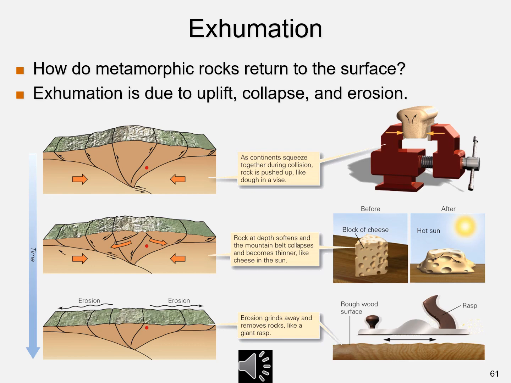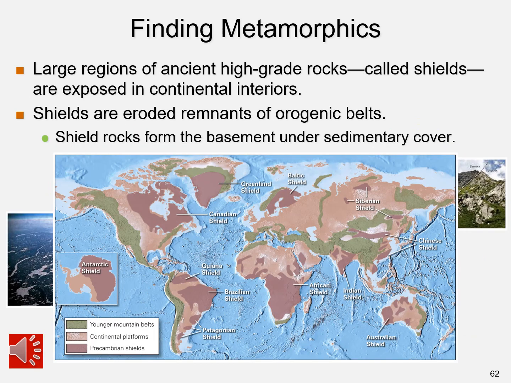Third, as erosion takes place at the surface, weathering, landslides, river flow, and glacial flow together play the role of a giant rasp, stripping away at the surface and exposing rock that was once below the surface. Even after the peaks have eroded away, the record of mountain building remains in the form of a belt of metamorphic rock at the ground surface.